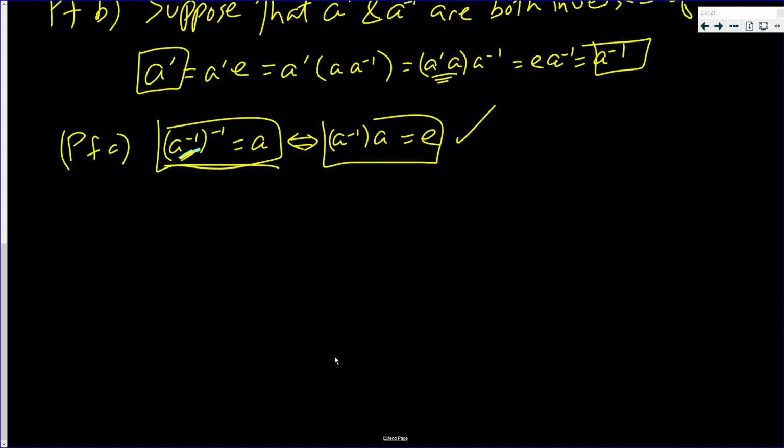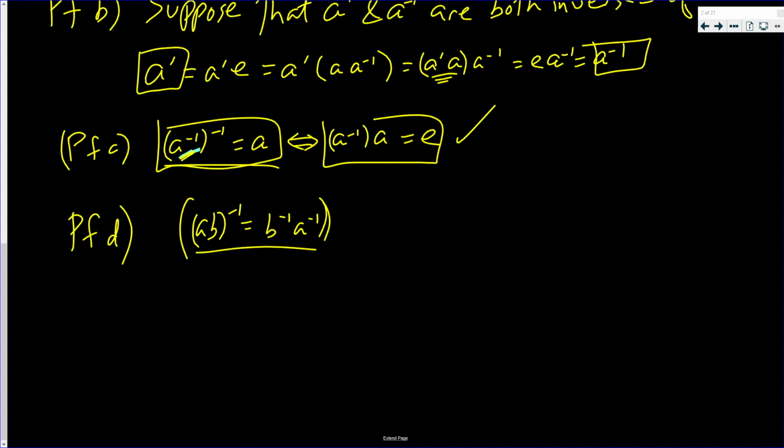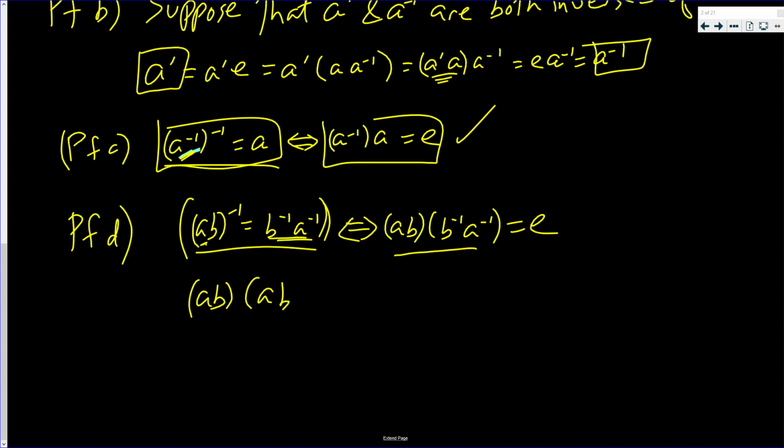Just like D is going to be by checking. We want to show the following, that the inverse of AB is B inverse A inverse. This is not part of the proof. Well, maybe it is. If and only if AB times this equals the identity. But let's look at this more carefully. AB times B inverse A inverse.